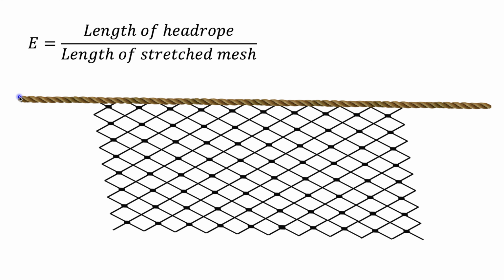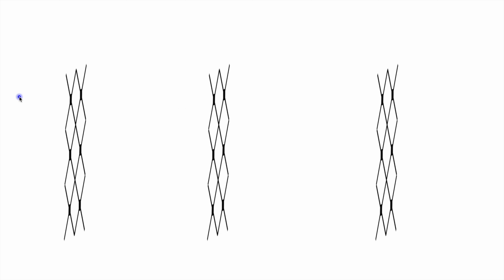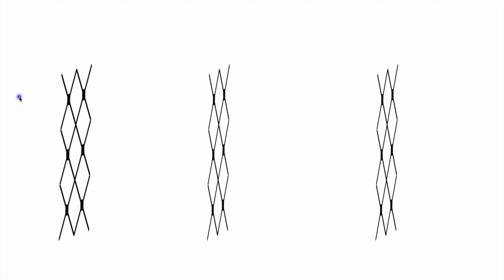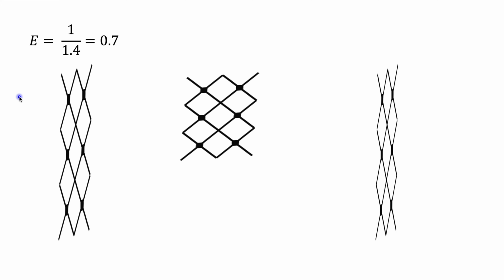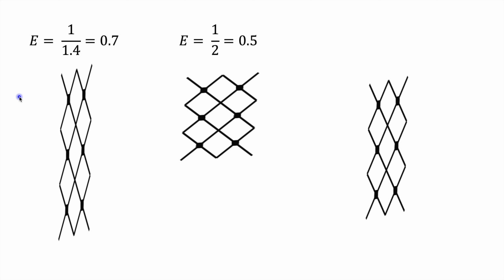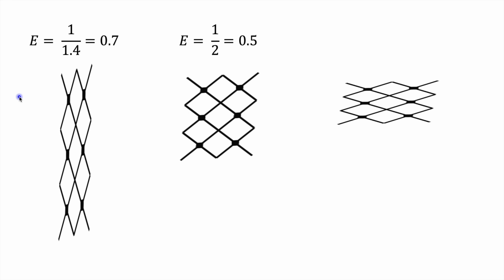So, to show this with an example, here we have 3 nets with the same mesh size and headline length but made of different materials and set up differently. So this first net is possibly made of less flexible material and, as you can see, does not stretch very far, resulting in a high hanging ratio of 0.7. This next net is much more flexible and can be stretched further, resulting in a hanging ratio of 0.5 and more rectangular shaped meshes. Lastly, this net can be stretched the most, giving a hanging ratio of 0.3.